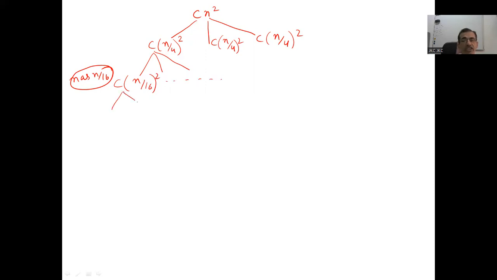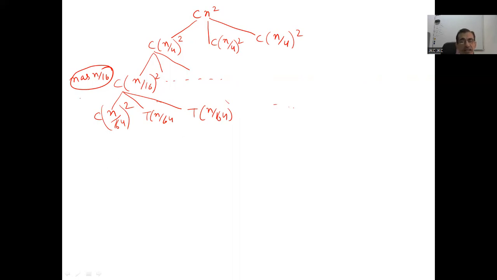Having 3 children will mean you have effectively 3n by 64, because n becomes n by 16. So T of n by 64, T of n by 64, T of n by 64, and again n by 64 will be replaced, giving C of n by 64 squared correspondingly. Now you can easily see this is how it will grow.